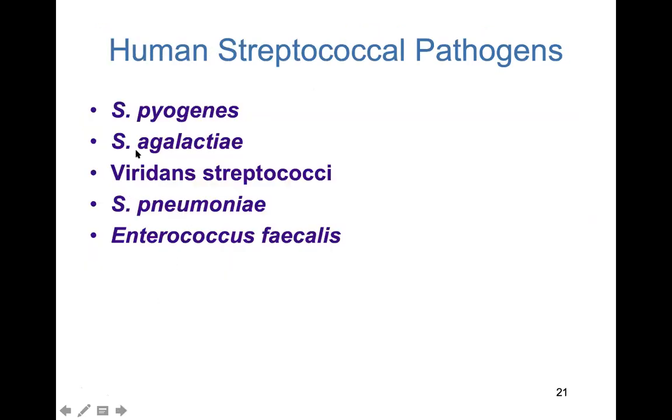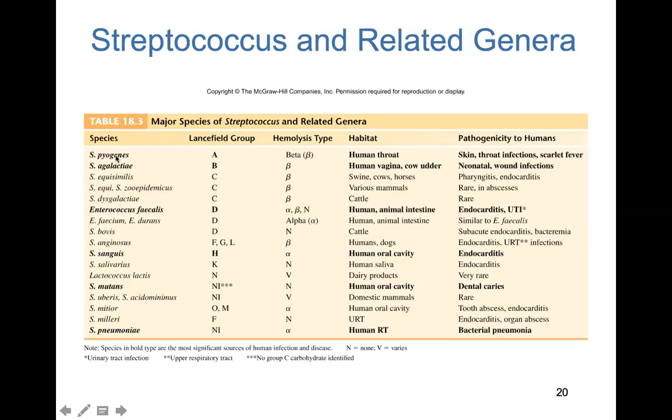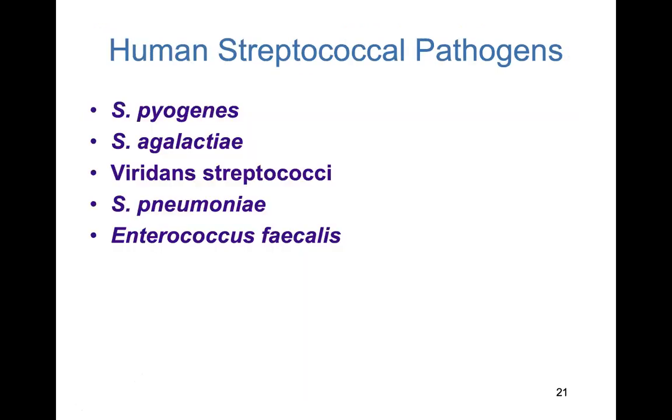So like I said, we're going to be talking about pyogenes, agalactiae, viridans, strep pneumoniae, and Enterococcus faecalis. So these are the ones back here, the ones that are bold. There are other ones, but these would be the ones you'll see, or the ones they'll ask you questions about on board exams or whatever in your future. Okay.